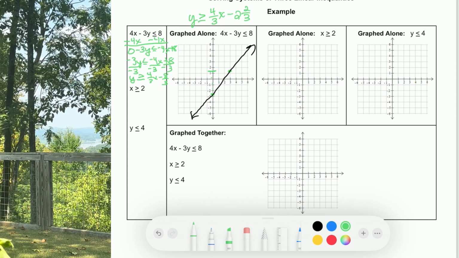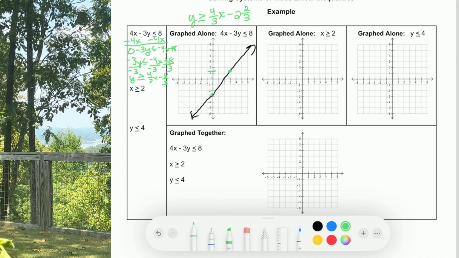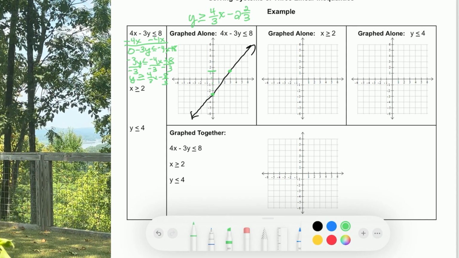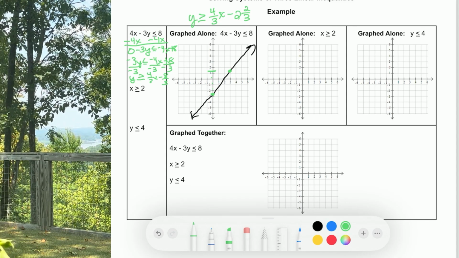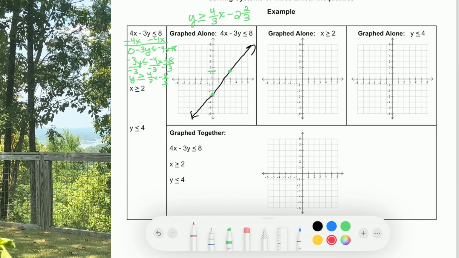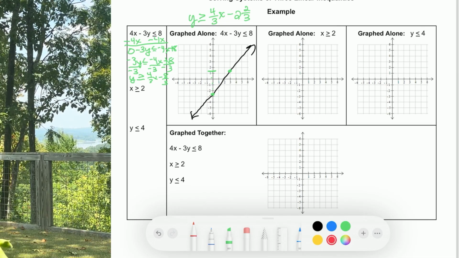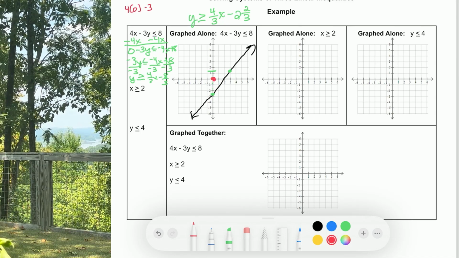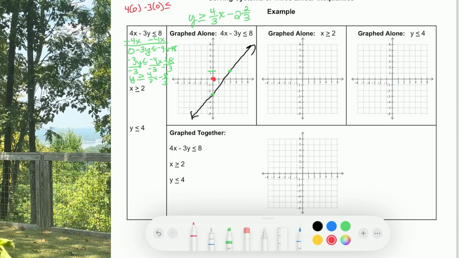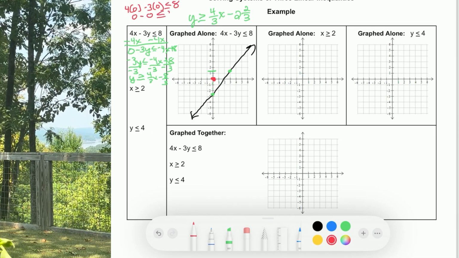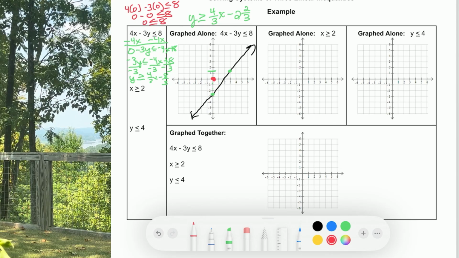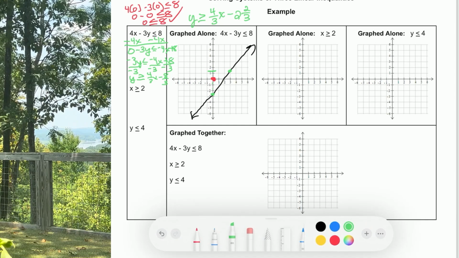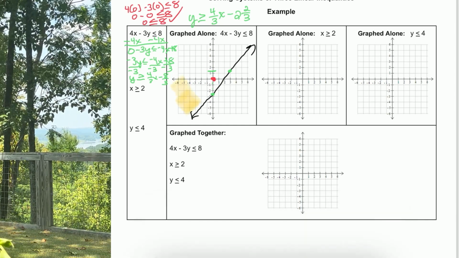All right. I'm going to make these little spots show a little bit better. All right. So we've got that part, but we need to figure out which side of the shading we're going to do. So I'm going to come right over here. So we're going to use our origin. And I'm going to say 4 times 0 minus 3 times 0 is less than or equal to 8. 0 minus 0. 0 is less than or equal to 8. So that is the side that we will have our shading. So let's go ahead and put yellow here.